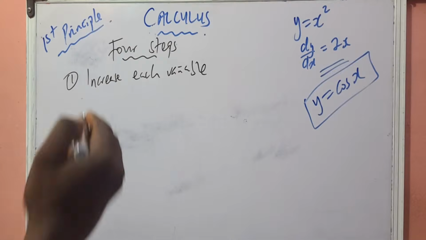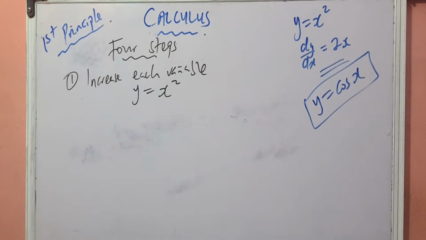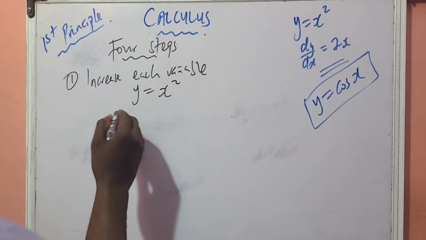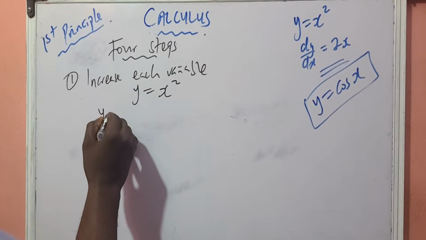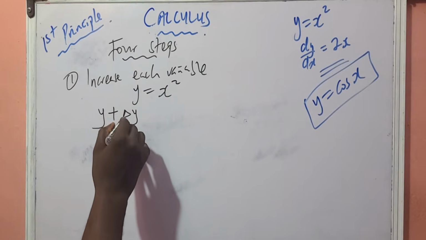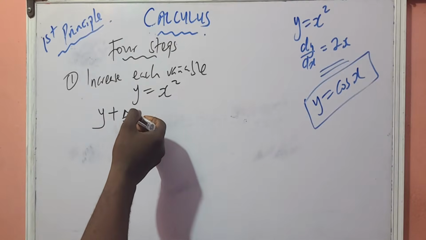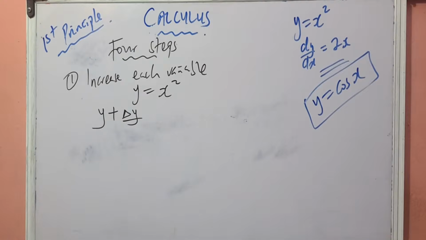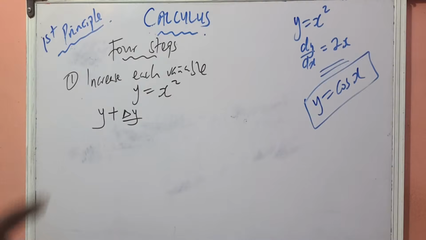Let me give an instance now. Let's say we have y equals x squared. What do I mean by add an increment to each variable? You had y before. You want to add an increment. So the increment will be what we call the change in y. So this is the increment right here. This is the incremental aspect of y. So it's like you are adding an increment of y to y. That's what we're talking about here.